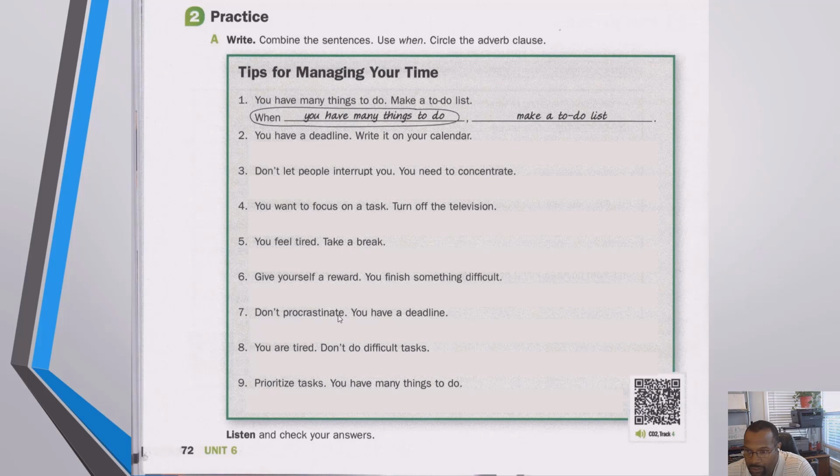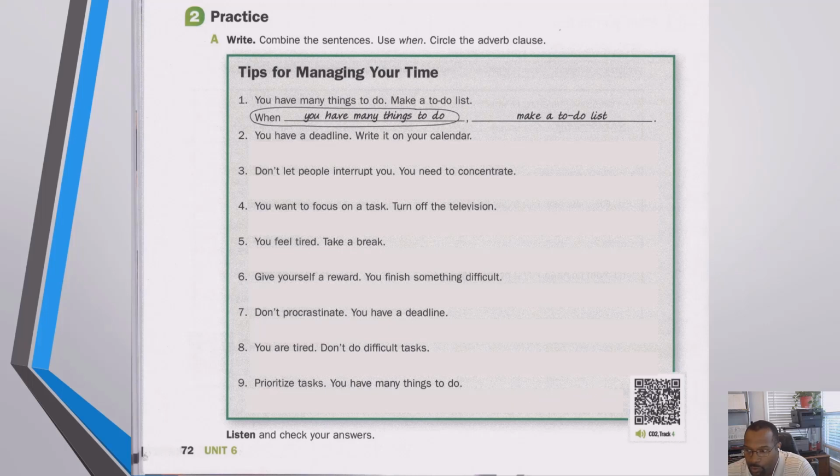Number 7, don't procrastinate. You have a deadline. I would write this: when you have a deadline, comma, don't procrastinate. You are tired. Don't do difficult tasks. I would write this: when you are tired, comma, don't do difficult tasks. Number 9, prioritize tasks. You have many things to do. I would write this: when you have many things to do, prioritize tasks.